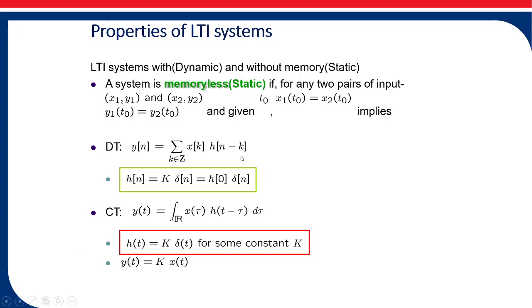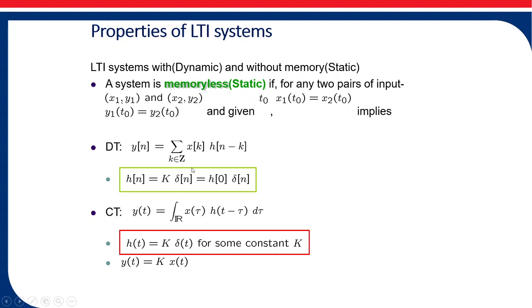That can be seen from this equation. X1, Y1 is one pair of input output, X2, Y2 another pair of input output. If X1 is T0, X2 is T0, then Y1 also should be T0 and Y2 also should be T0. Means present value of output will depend on only present value of input.